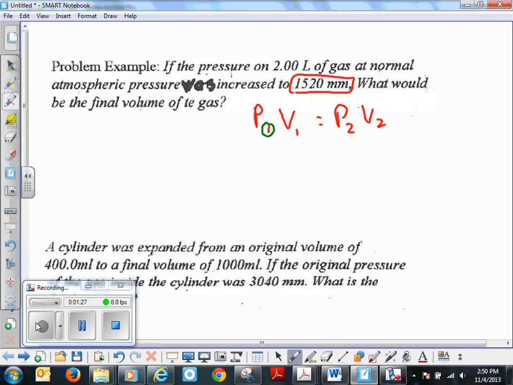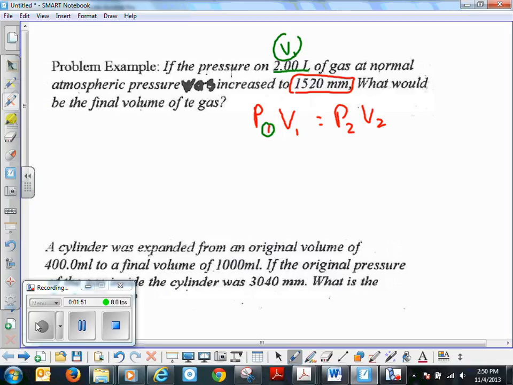So look up in here. What's the first pressure? It says if the pressure on a 2-liter gas, that's not pressure. That's volume. But that's the first volume they're talking about, right? So we can just say this is going to be the first volume. And it's of a gas at normal atmospheric pressure. That's where this is the whole story problem, where you have to know that number.